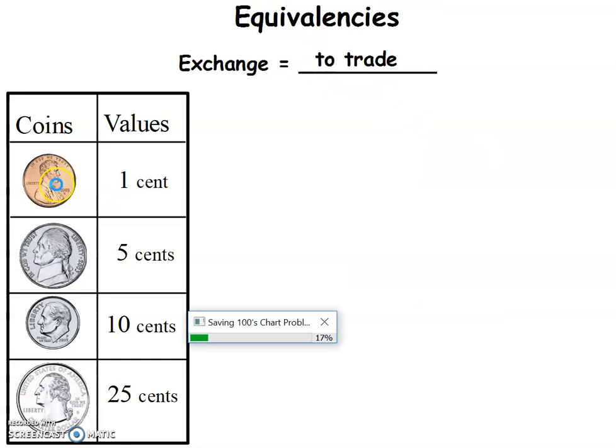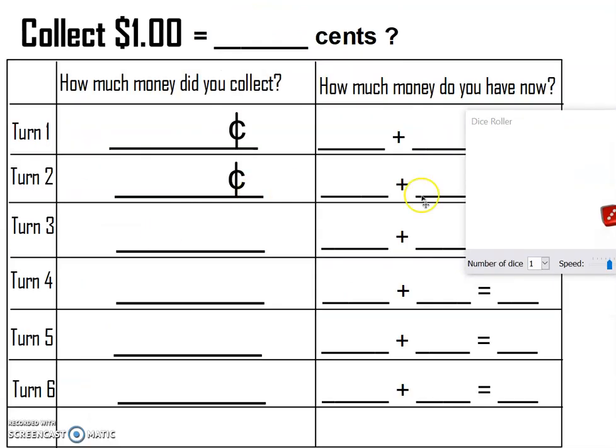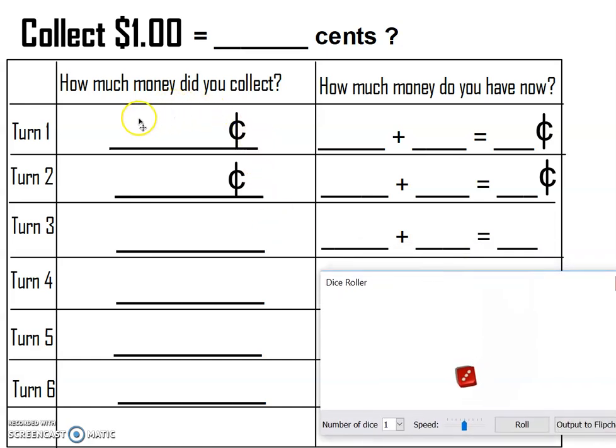All right, so let's go ahead and get started. We're going to use a dice for this game. Well, just one die. And you can make this yourself in your journal. It's just to sort of keep track of how much money you collected. So we are going to start by collecting $1, and then you can challenge yourself to spend $1.